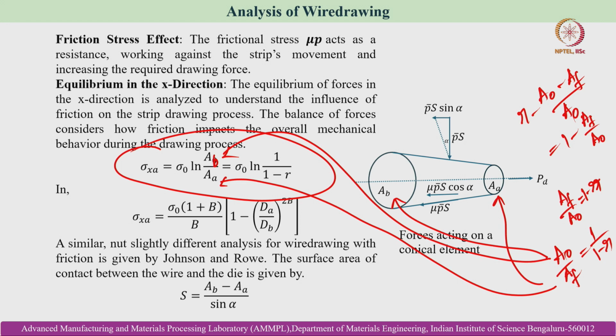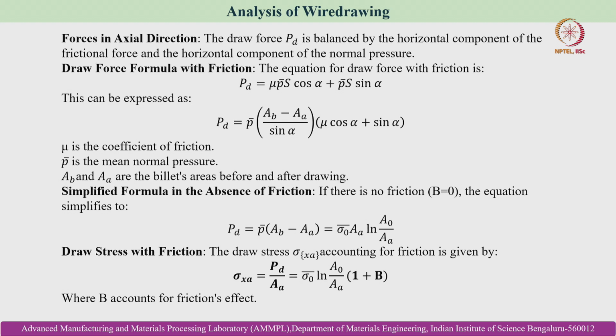Here the surface area of contact between the wire and the die is given as S is equal to AB minus AA by sin alpha. That means S is equal to AB, that is the initial area, minus the final area, divided by sin alpha, where alpha is the semi die angle. So, that is the surface area S, and then the forces in the axial direction.